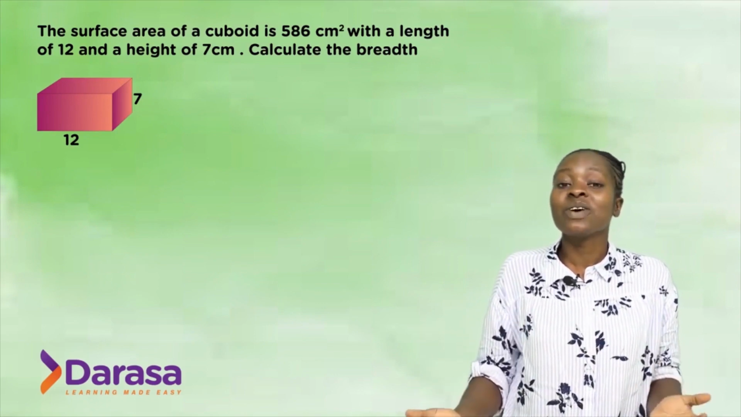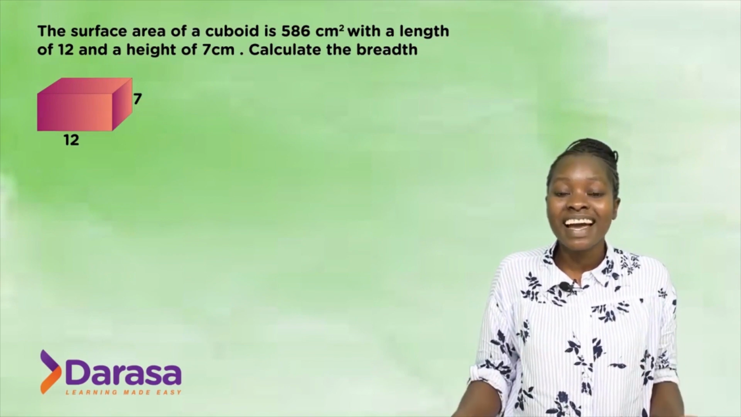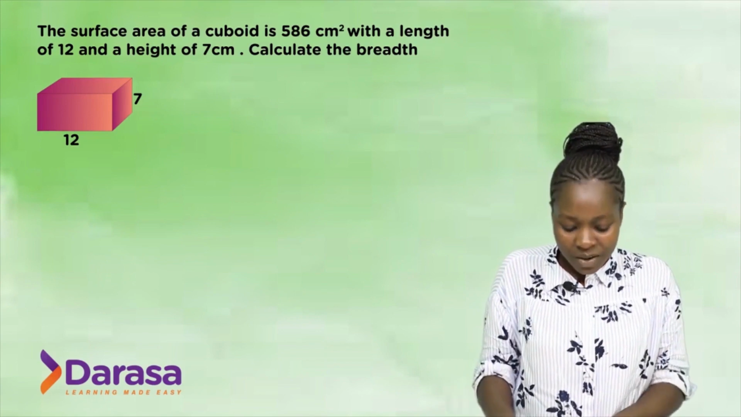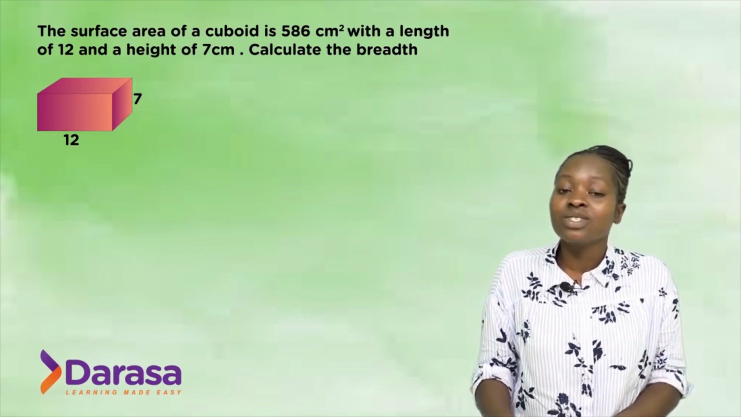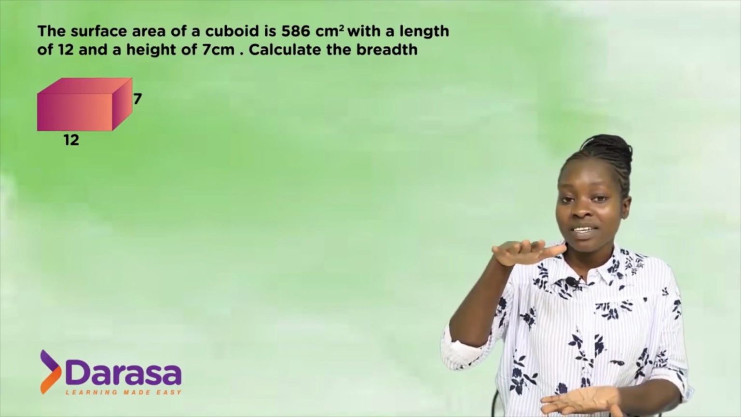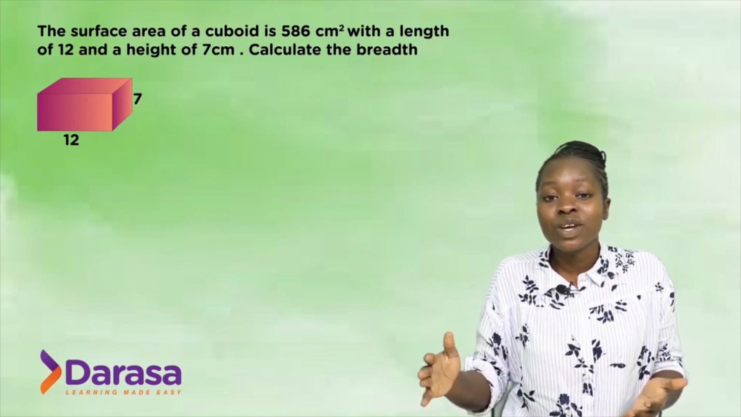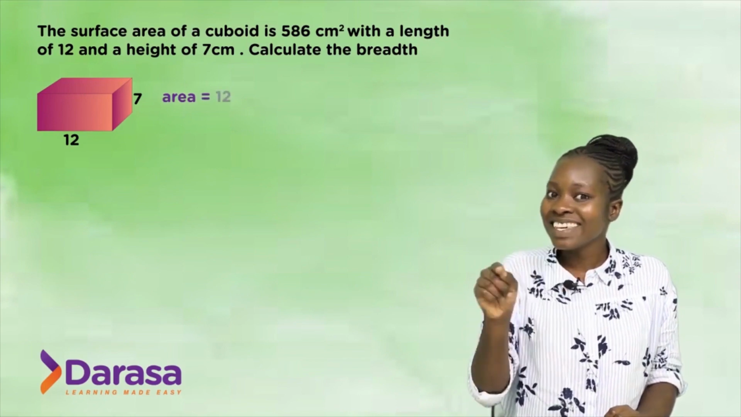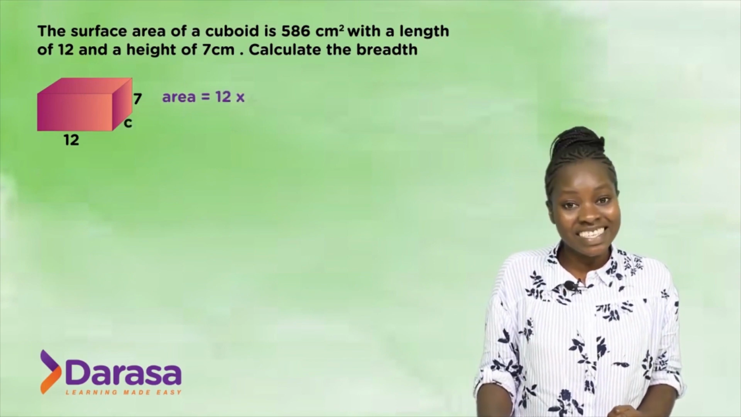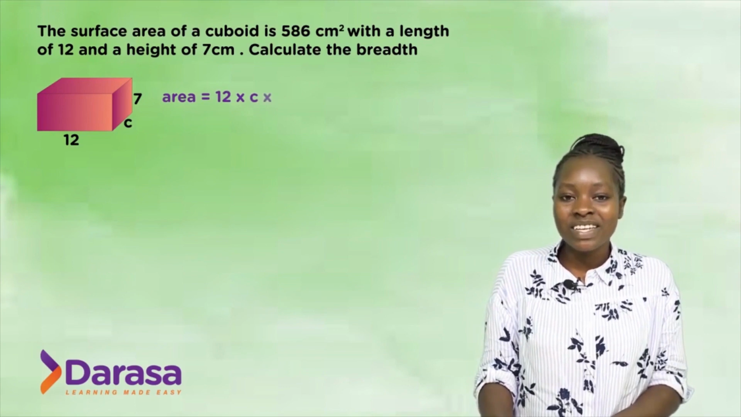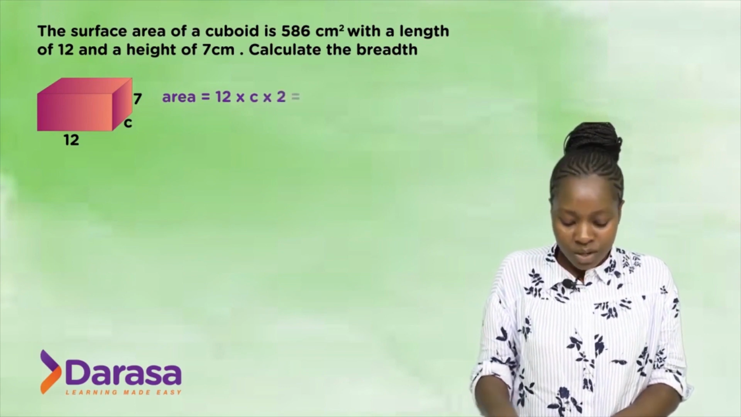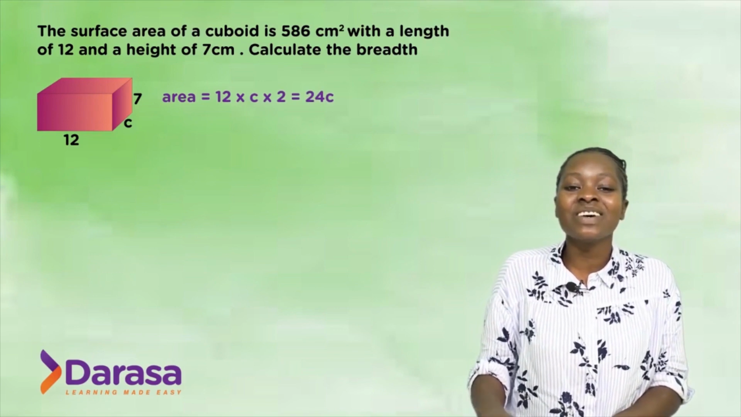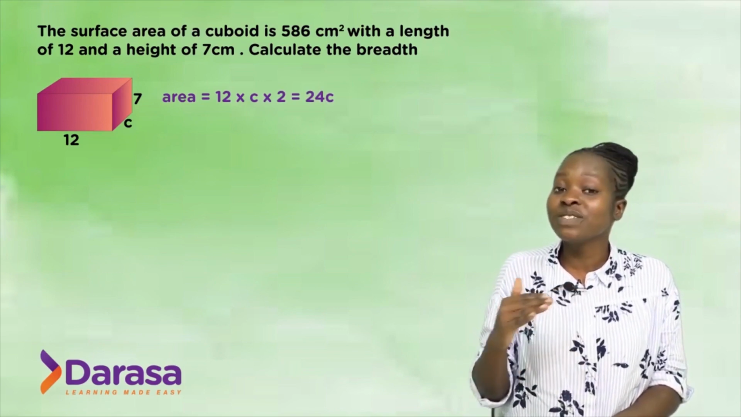But now in our question, we have the surface area and we have the length and the height. We don't have our breadth. Now remember, when we take the lower part and the upper part, we're going to have our length 12 times a width. So let us give it the letter C. So we don't know what our C is. So calculating this, multiplying it by 2, we're supposed to get 24C. So this is an area of 2 sides. So we leave it at 24C.